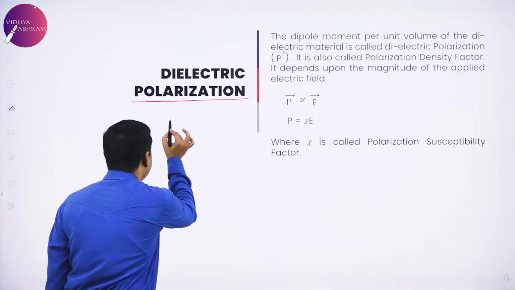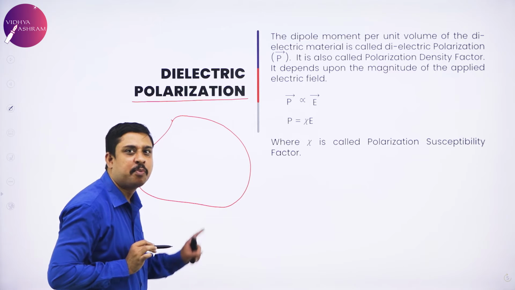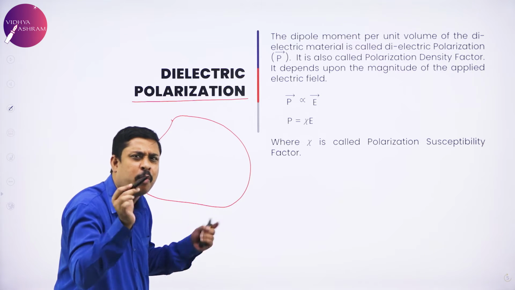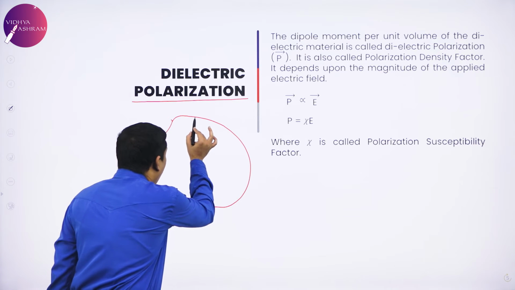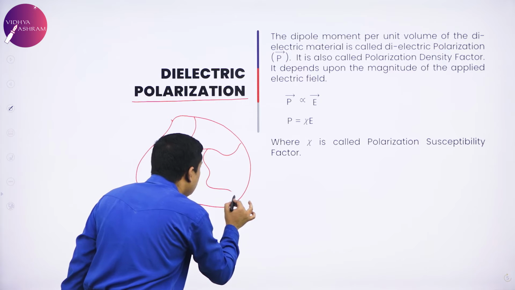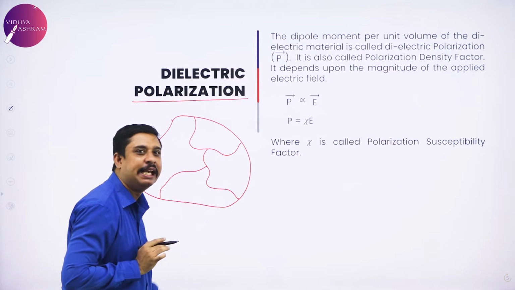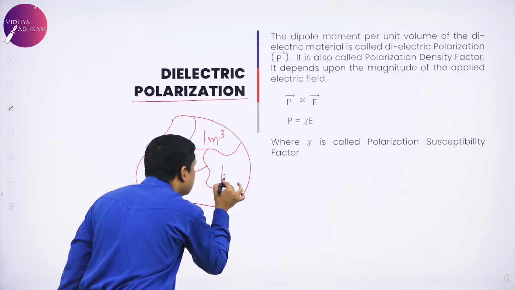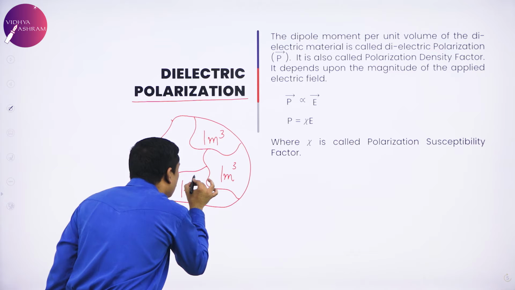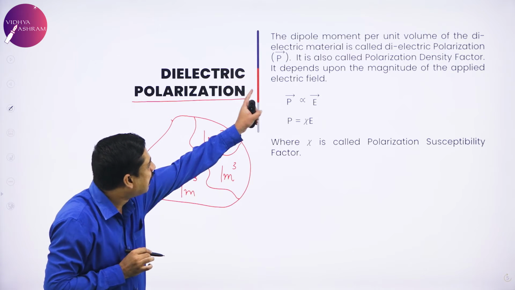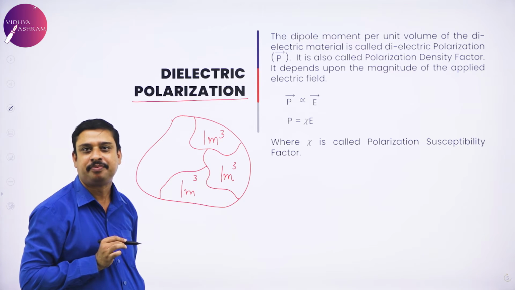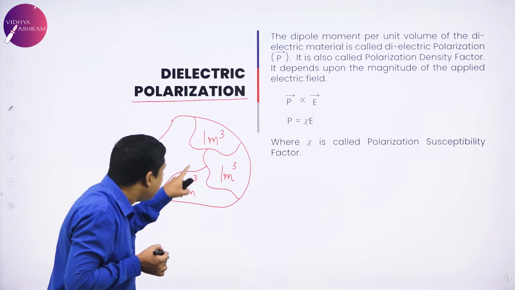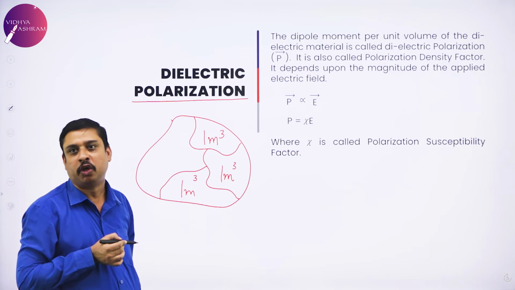Very simple. I consider a dielectric material, one dielectric material. It may be a polar material or a non-polar dielectric. Now I consider unit volume of this material. What is unit volume? 1 meter cube space. 1 meter cube region of this material. That is what is called unit volume. Out of this dielectric material, I have considered unit volume.